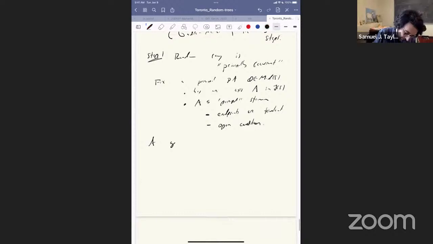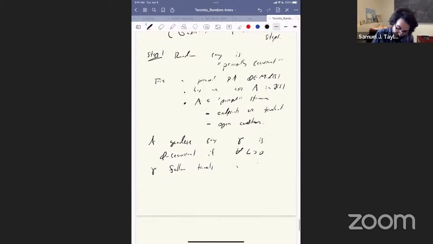A geodesic ray gamma is phi-recurrent, where phi is one of these principal pseudo-Anosovs, if for all big numbers L, gamma fellow travels a translate of A for distance at least L.